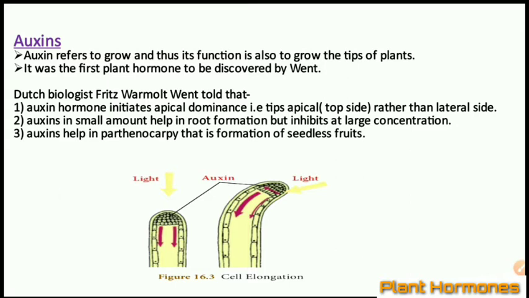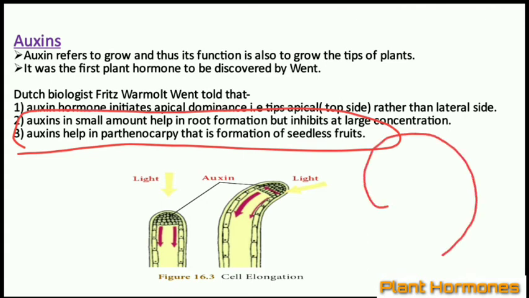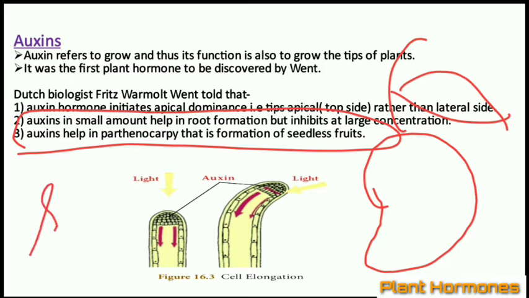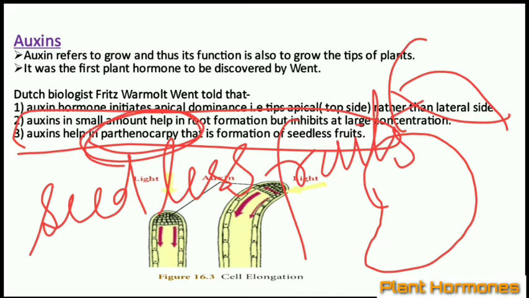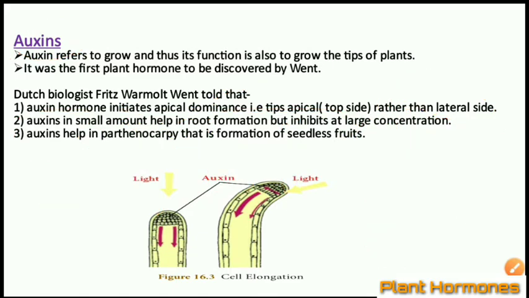Now let us talk about, children, that auxins help in parthenocarpy. What is parthenocarpy? Sometimes you get some fruits which don't have seeds. Seedless fruits. To form fruits without seed are called parthenocarpic fruits, and the technique is parthenocarpy. So auxin hormone helps in parthenocarpy, producing the seedless fruits. Hope it is clear.